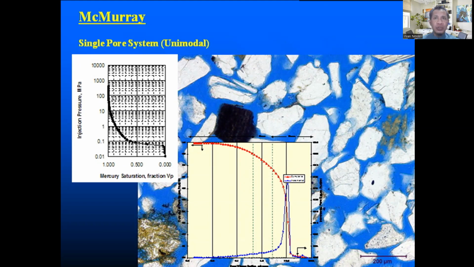So what we do with this technique, we take a small piece of the rock, could be a cube or a plug. Then we start to inject mercury into it. This is the raw data here, I believe. So here the injection pressure starts at 0.